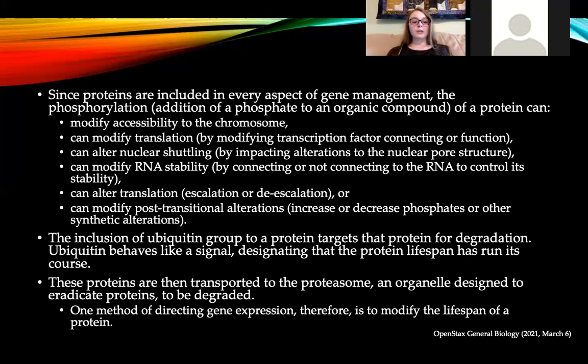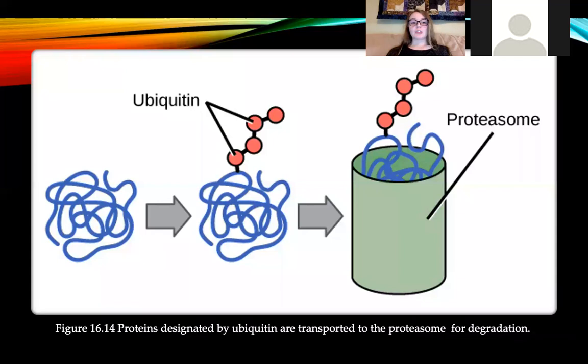The inclusion of a ubiquitin group to a protein targets that protein for degradation. Ubiquitin behaves like a signal designating that the protein's lifespan has run its course. These proteins are then transported to the proteasome, an organelle designed to eradicate proteins to be degraded. One method of directing gene expression, therefore, is to modify the lifespan of a protein. And this image just goes a little bit more into detail with the ubiquitin and how it designates proteins for degradation.